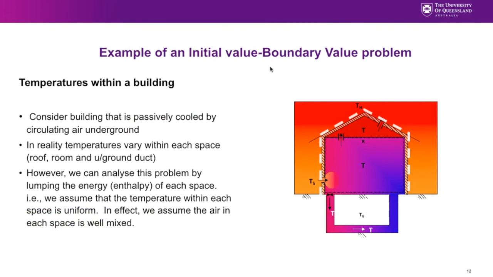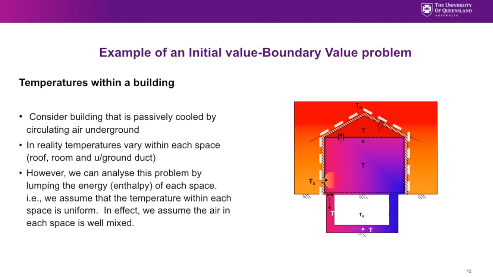This is another example of an initial value boundary value problem. This is a way to see the change in temperatures within a building, right? So the change in color represents the difference in temperature, okay? So we are going to consider here a building that is passively cooled by circulating air underground. So in reality, the temperatures vary within each space. So they have different temperatures in the room, roof, room, and ground duct.